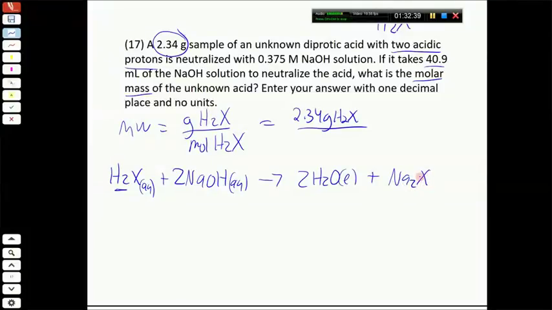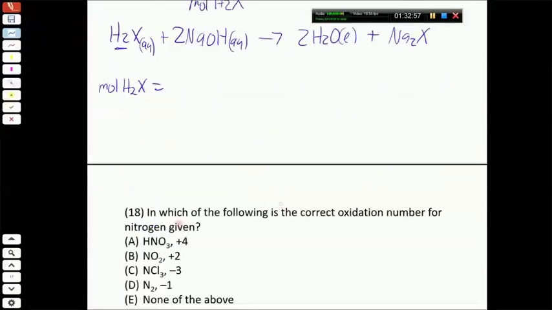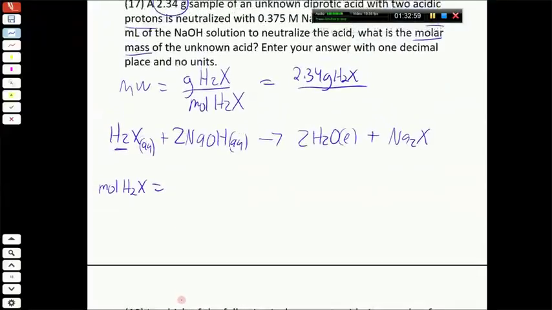For titration problems, though, we don't really care about the products. We just need to make sure we have the ratio of the acid and base correct in our heads. And then from there, we can use the information in the problem to find how many moles of that acid we have, H2X. So we know that we used 40.9 milliliters of sodium hydroxide. We also know the concentration of that. So that's going to be our starting point, the molarity and volume of NaOH.